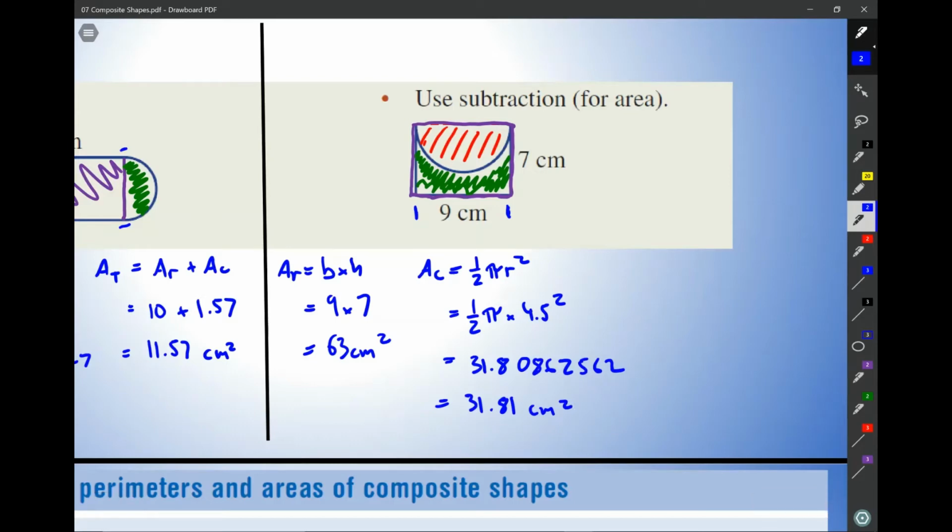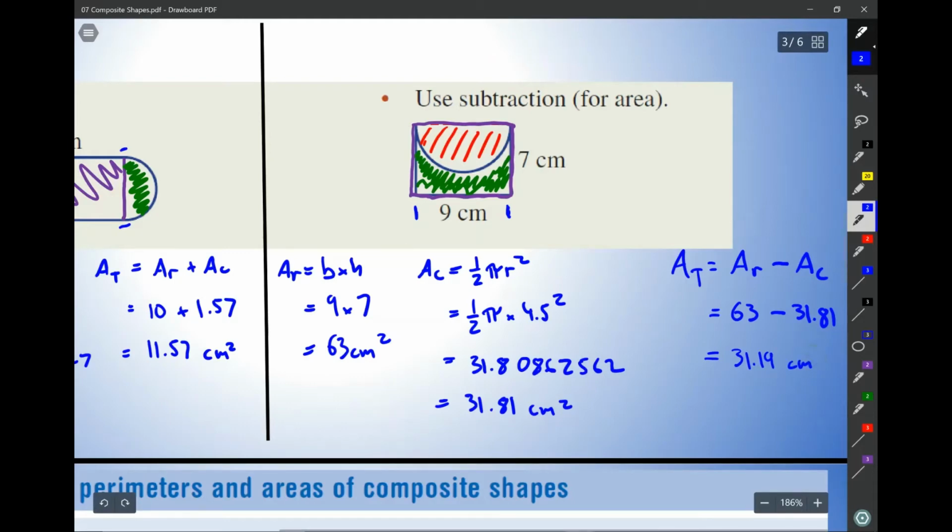Now this time to calculate the total area, remember AT means total area, we're going to take the area of our rectangle, AR, and we're going to subtract the area of our circle, AC. So that will be 63 minus 31.81. And the answer to that is 31.19 centimeters squared.